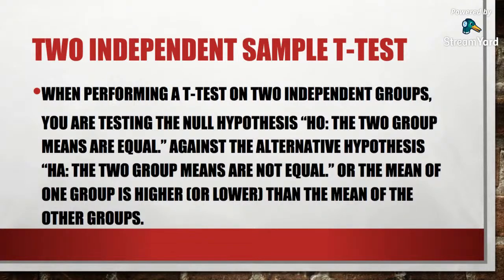So either way, against your alternative hypothesis that the two group means are not equal, or the mean of the group is higher or lower than the mean of the other group. So pag gumamit tayo ng not equal, let's say the means of the two groups are not equal. So pag sinabi natin are not equal, it could either be the other one is higher than the other, or the other one is less than the other. Okay. So, yun yung dalawang possibilities.